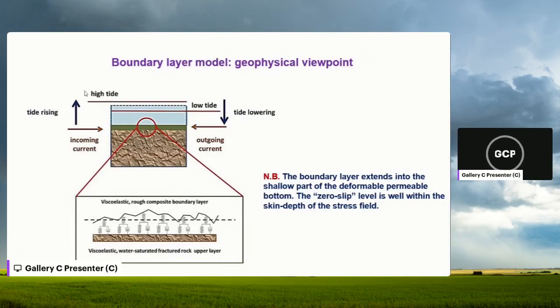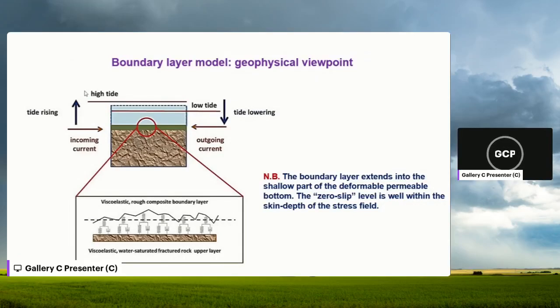So with this in mind, I came up with this boundary layer model, and I call it a geophysical viewpoint because the constraints on the properties of the layers that I use in my modeling come from geophysical measurements. So basically the bottom is rough.